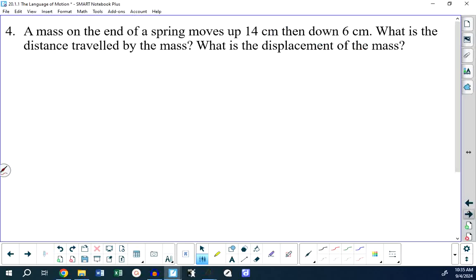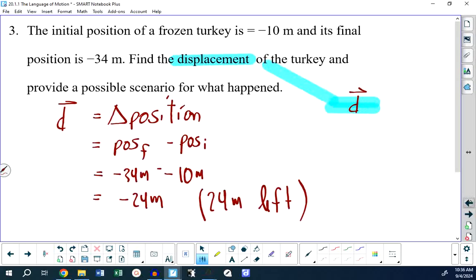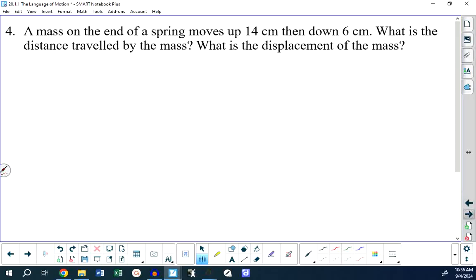Mass on the end of a spring moves up 14 centimeters and down 6 centimeters. So in the previous example, everybody, we were given positions, right? So we could go final minus initial. Here, I don't know where this is happening, but I have some displacements. I want to find the total displacement. So I'm going to add the displacements. I'm going to take one of the displacements that I'm told, and I'm going to add the second displacement that I'm told.